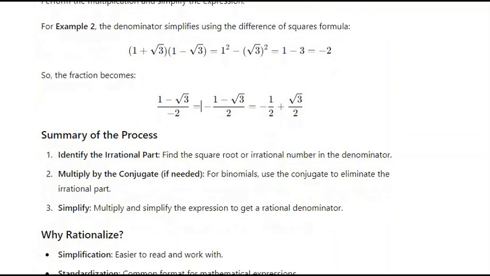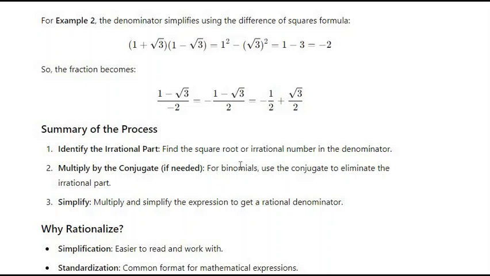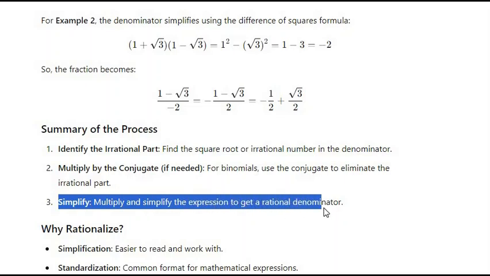Summary of the process. 1. Identify the irrational part. Find the square root or irrational number in the denominator. 2. Multiply by the conjugate if needed. For binomials, use the conjugate to eliminate the irrational part. 3. Simplify. Multiply and simplify the expression to get a rational denominator.